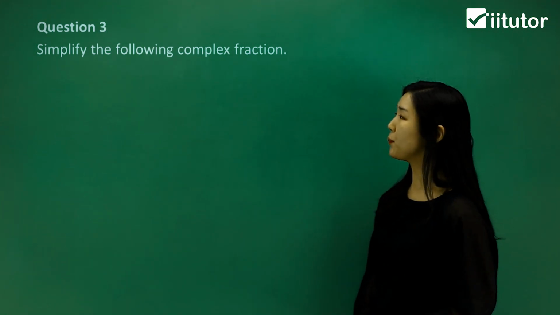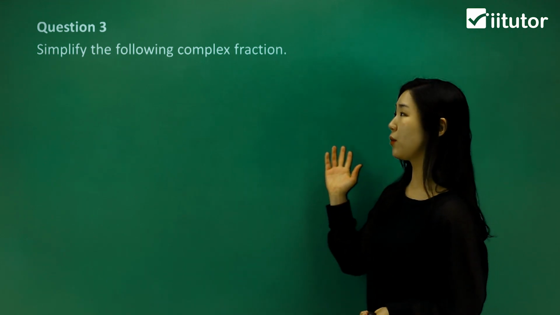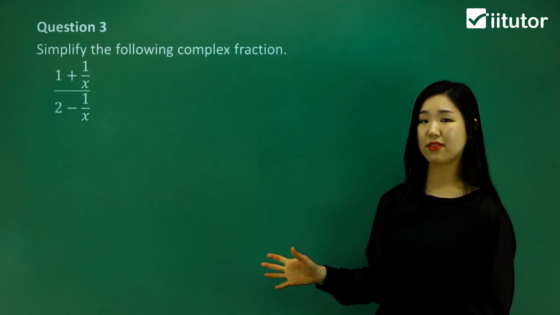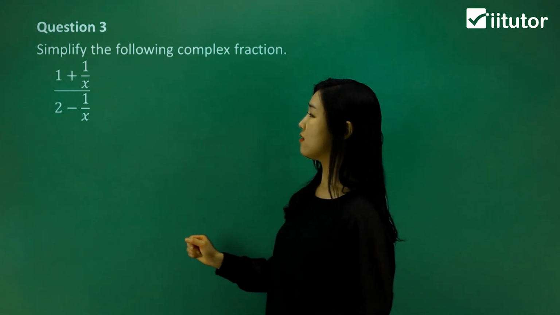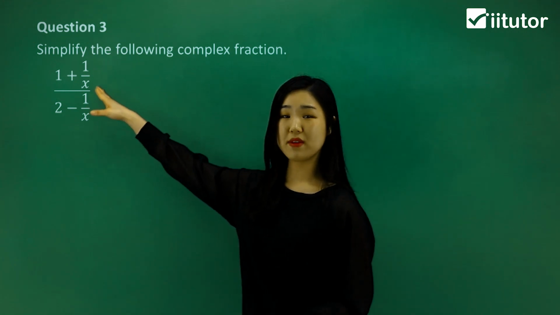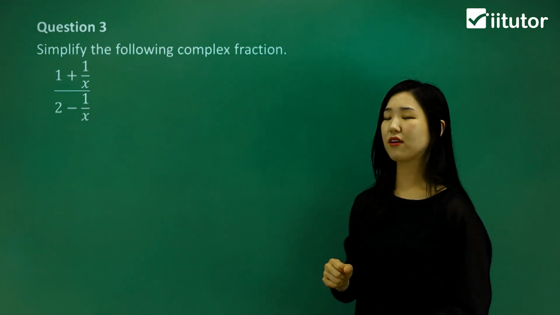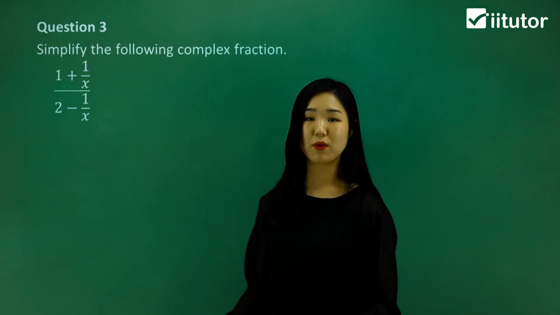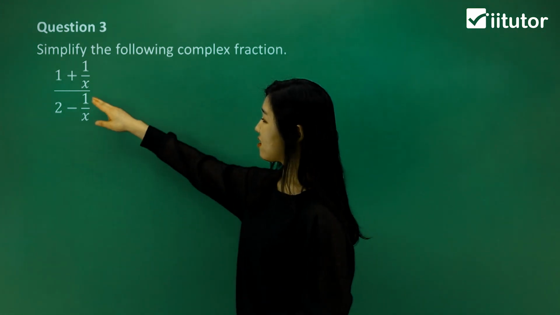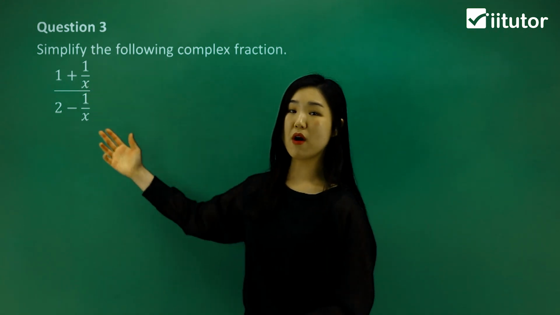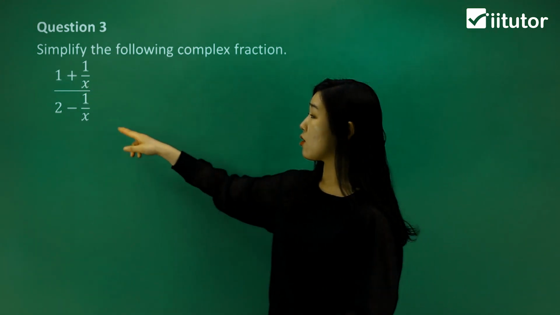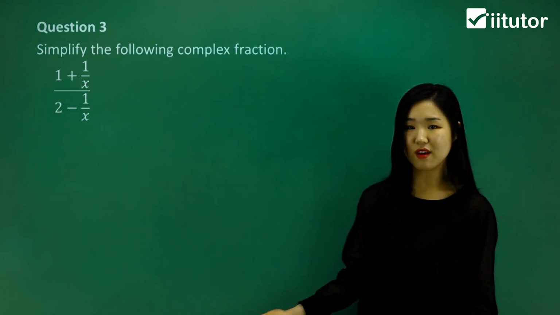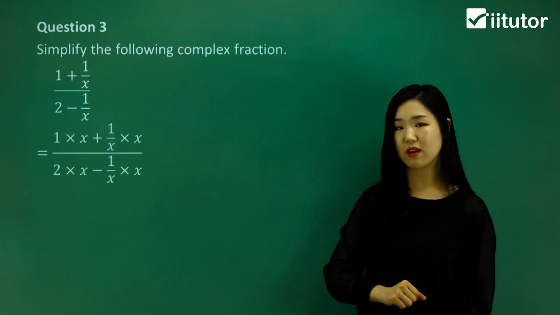We'll try another one. Again, simplify the following complex fraction, and this is what we have this time. Now, the different thing about this compared to the previous 2 questions is that we now have the denominators involving x. So it looks a little bit more confusing, but guys, just do the same thing as what we did in question 1 and 2. The good news is the denominators are the same, so we don't even have to bother looking for the lowest common multiple. The denominator for this one is x, and this is also x, so the lowest common multiple must be x itself, isn't it?